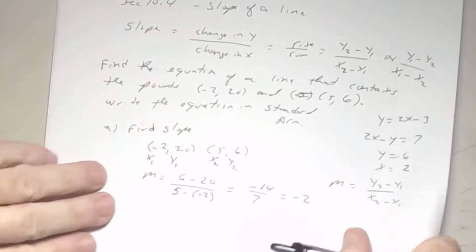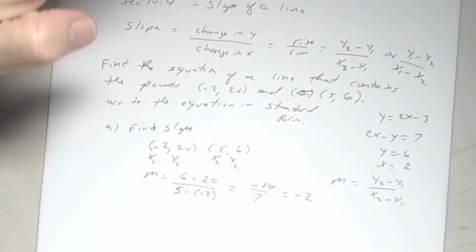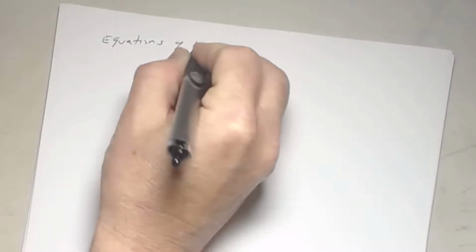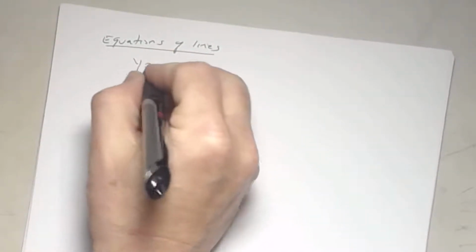Okay, so remember, all I did was find the slope, right? So the next part is to write the equation of a line. All right, so here's how we're going to do this. To write the equation of a line, equations of lines, there are two forms. One's called y equals mx plus b. Y equals mx plus b. That's called the slope-intercept form. Y equals mx plus b.